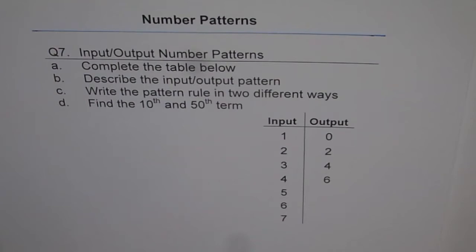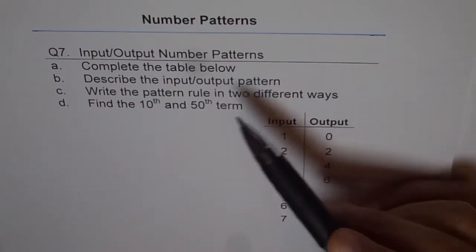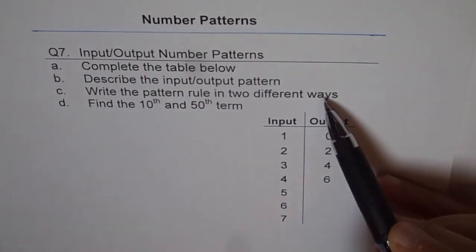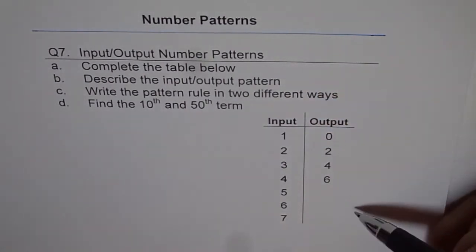Now we are almost in the middle of this exercise. By now you know what the number patterns are and how to write the pattern rules, and also how to find the 10th and 50th, or for that matter any term. From now onwards I'll just give you hints to the problems and I'll not give you a full solution. It is up to you to copy this, complete the table, describe the input-output pattern, write pattern rules in different ways, and find the 10th and 50th term. So take it as an exercise.